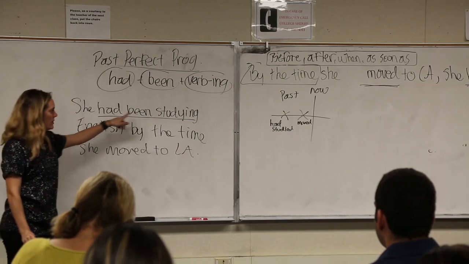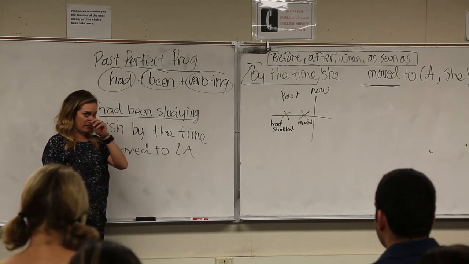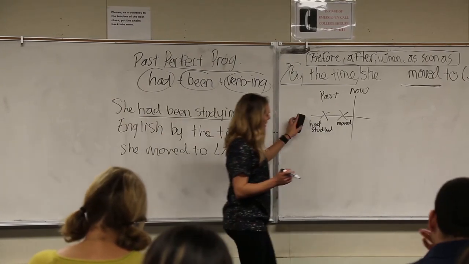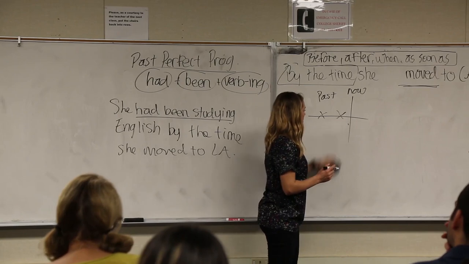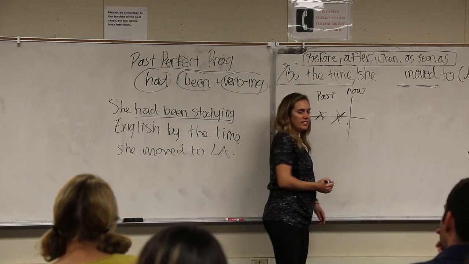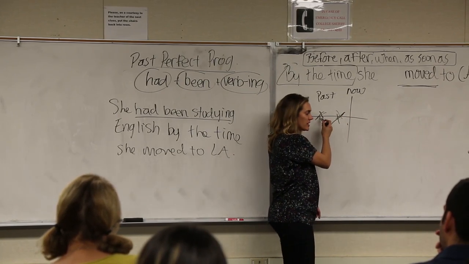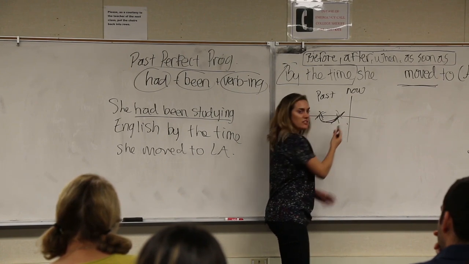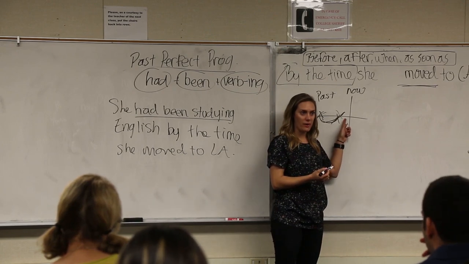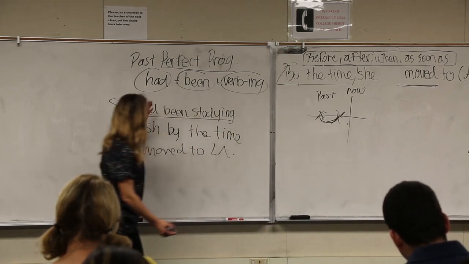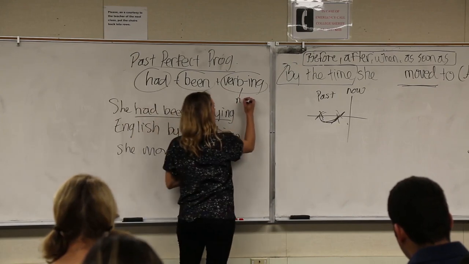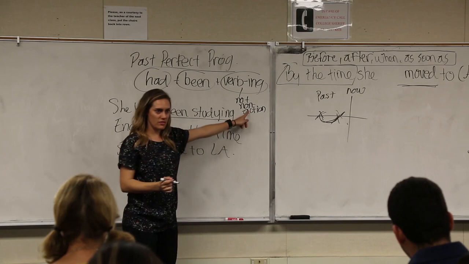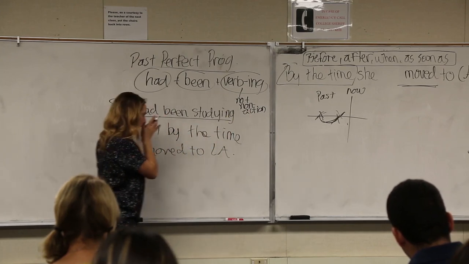What does this mean? Why am I using the progressive? Because it's continuing. So now it's not this first and this second. It's this first, but continue until this one, right? That's what it means. It just means that this one continued until that one. But we don't use this with non-action verbs, right? This is only for action verbs, okay?